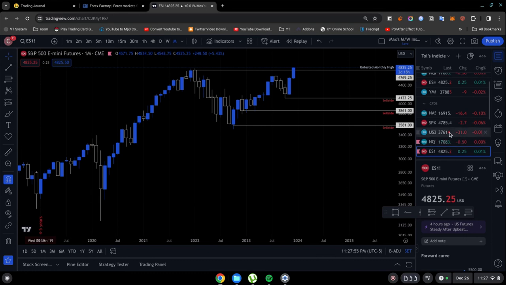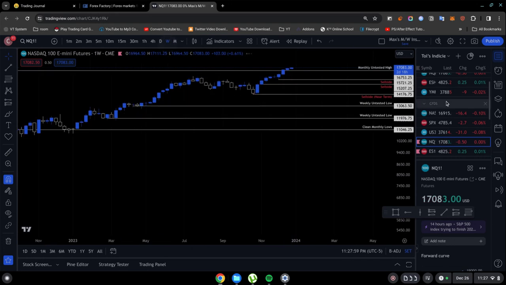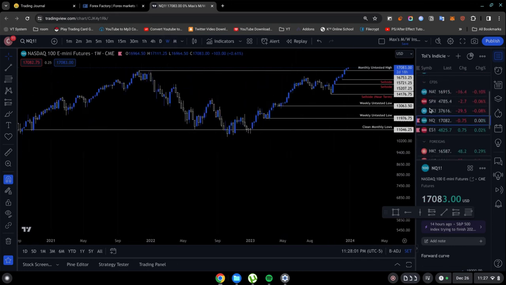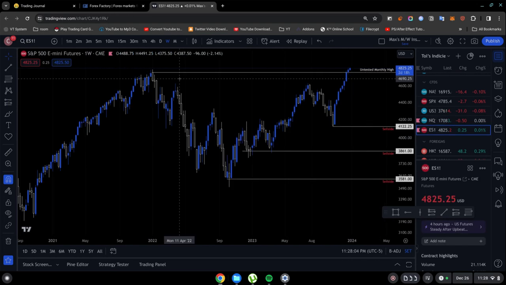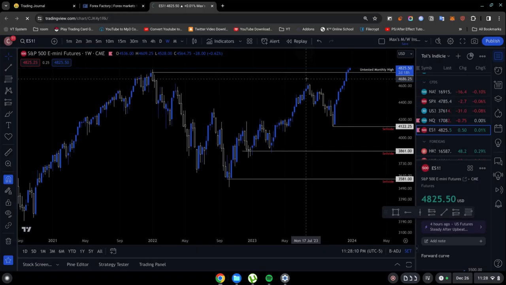Has my bias changed on these higher time frames? Nope, still bullish. How about the weekly? Nope, still bullish. And back to ES, still bullish. No reason to expect lower prices as of yet. So let's now go down to the higher time frame chart. Is there anything new to say about this chart?